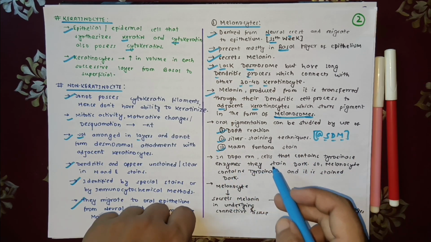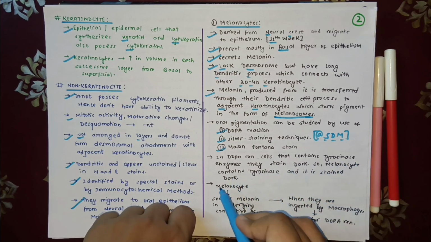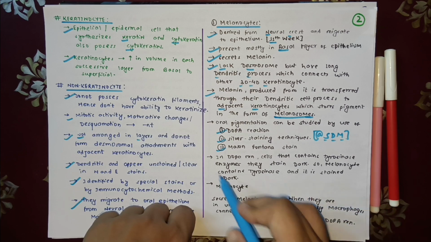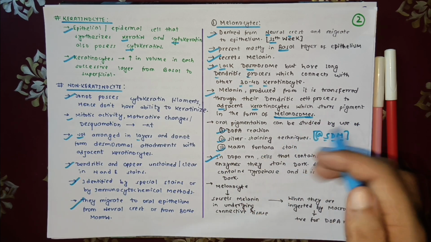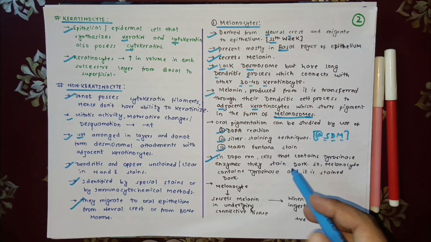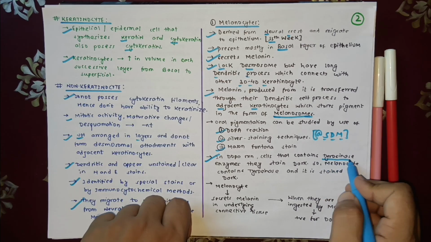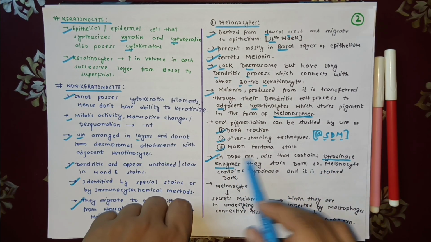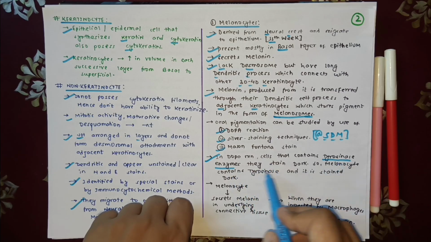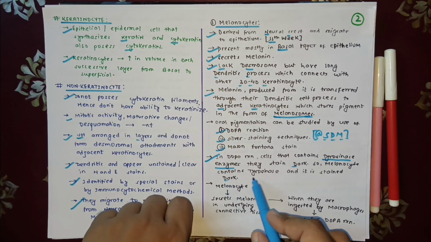After that, in the DOPA reaction, cells that contain the tyrosinase enzyme stain dark. So melanocytes contain tyrosinase and are stained dark. The main concept of the DOPA reaction is that the cells containing the tyrosinase enzyme are stained, so remember this enzyme, tyrosinase. After staining they appear dark, so the melanocyte appears dark when stained with the DOPA reaction.